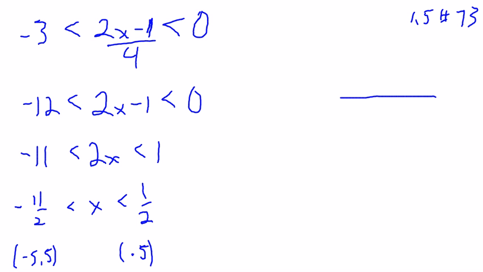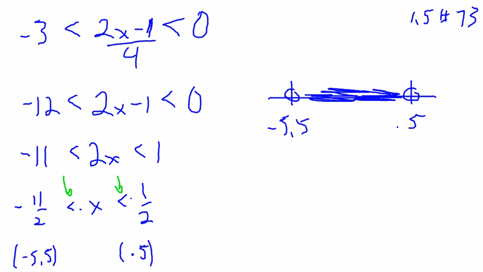So I'm going to go like this. Negative 5.5 is smaller, so I'm going to put negative 5.5, then I'm going to put 0.5 there. Since I have a less than sign and a less than sign as opposed to a less than or equal to sign, I put an open circle and an open circle, and then it's between them, bigger than negative 5.5 and less than 0.5, so I fill in like that.